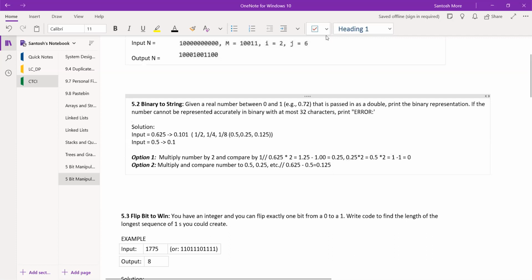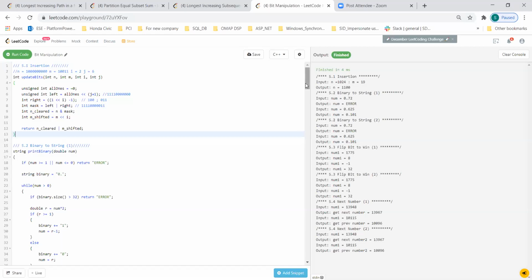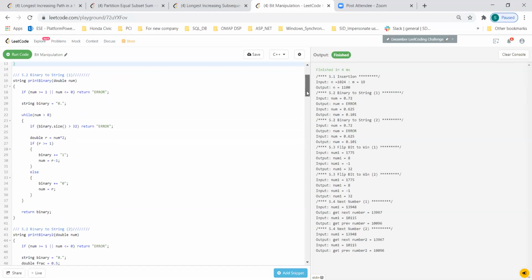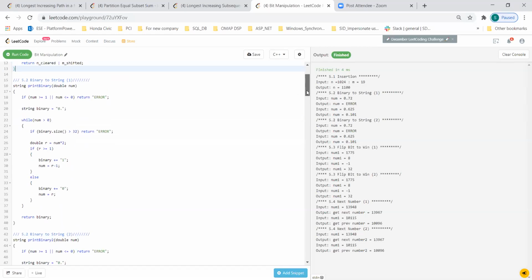So I will quickly run through those two implementations. The first one, this is the first approach. We take a number here, and if the number is greater than or equal to 1 or less than or equal to 0, we have to return an error, because we don't want to do anything for negative numbers or numbers greater than 1.